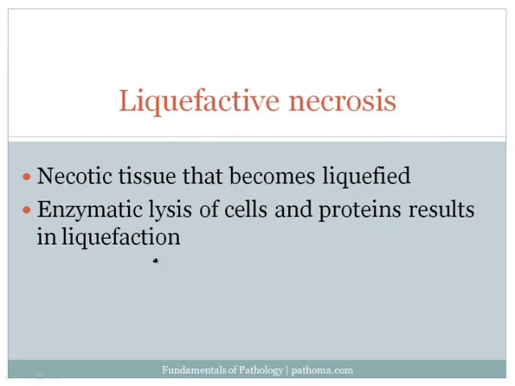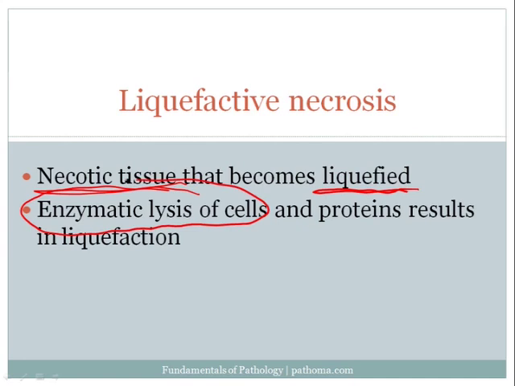Okay, so let's continue on. The next type of necrosis is liquefactive necrosis. And guess what? In liquefactive necrosis, the tissue becomes liquefied. So we've got necrotic tissue, or dead tissue, that becomes liquefied. Now, the way by which the tissue becomes liquefied is that there is enzymatic lysis of the cells. The cells get acted on by some enzyme, and that is what destroys the tissue, resulting in the liquefaction.